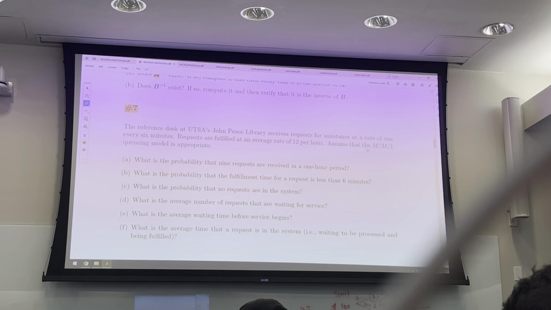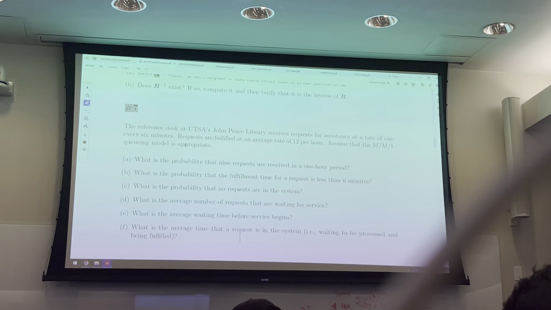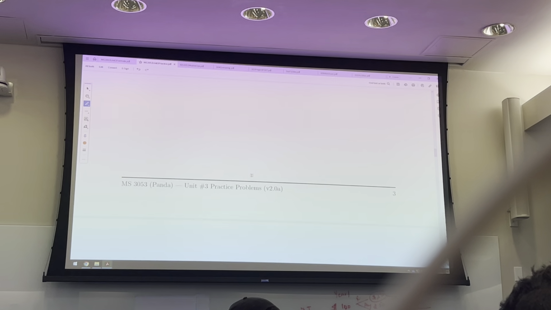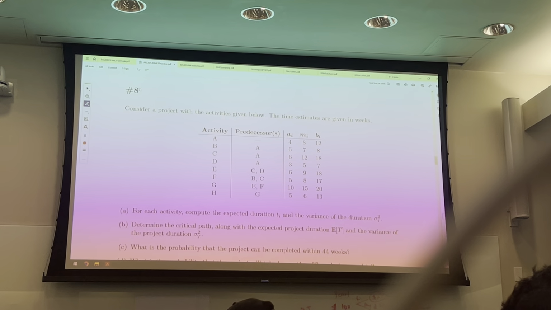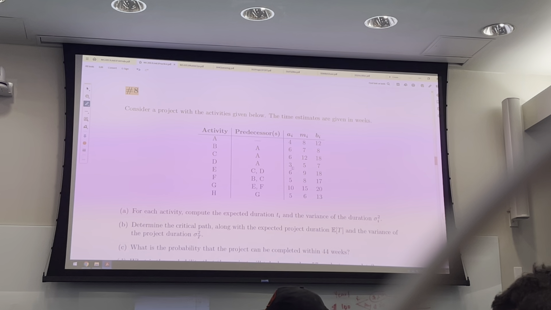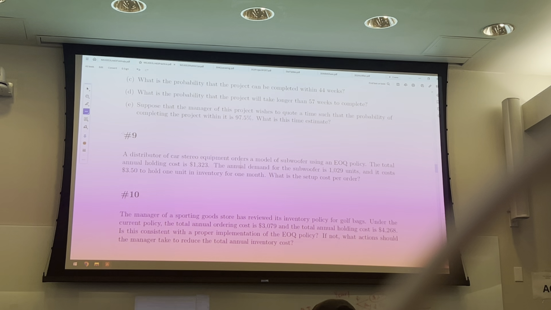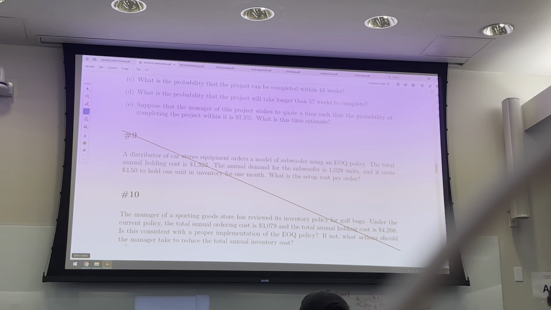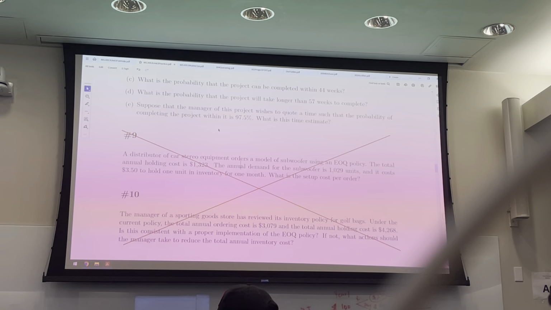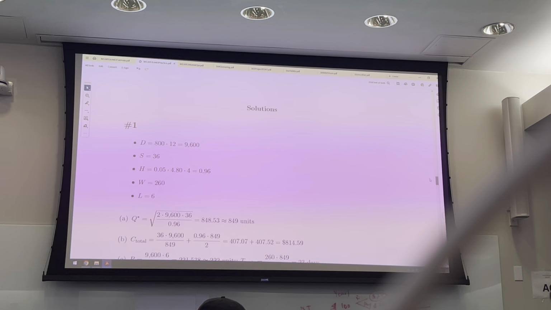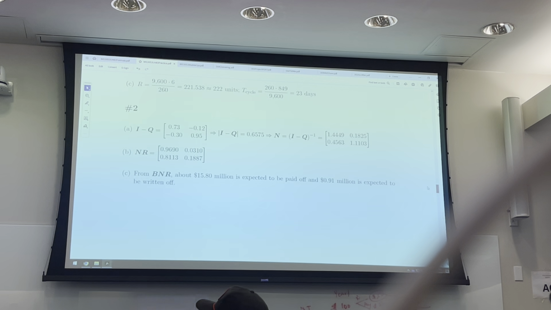All right, number 7 is another queuing problem. And number 8 is a PERT problem, they're worthwhile to look at. And of course, remember number 9 and 10 we can omit because they are inventory management. But I left those in there in case you are curious about inventory management, some of you probably are. I left those in there along with their answers. All right, so all the solutions are there.